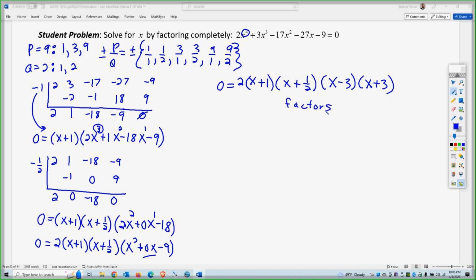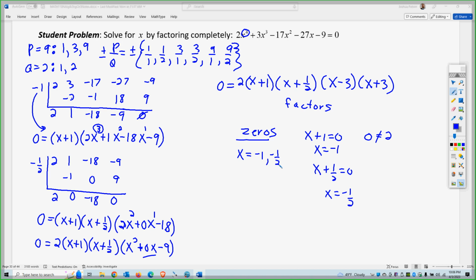All right, so my zeros. So x plus 1 is equal to 0, x is equal to -1. You can do the 2 also, right? 0 equals 2. Well, that's obviously invalid. X plus 1/2 is equal to 0, so x is equal to -1/2. X minus 3 is equal to 0, and x plus 3 is equal to 0. So x is 3, x is -3. And there we go. Okay, that is the end of part 1.